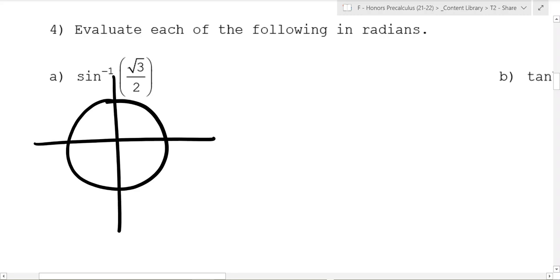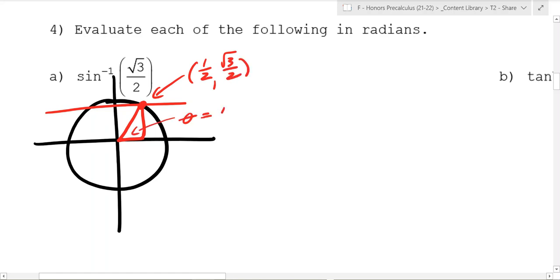is the y coordinate. So root 3 over 2 is about this high. So we're really looking at this angle right there. And what angle is that going to be? What coordinate is that? Well, we know there's a nice coordinate, 1/2 comma root 3 over 2, and that's when theta is equal to pi over 3. So the sine of pi over 3 is root 3 over 2, so you would say sine inverse of root 3 over 2 is pi over 3.